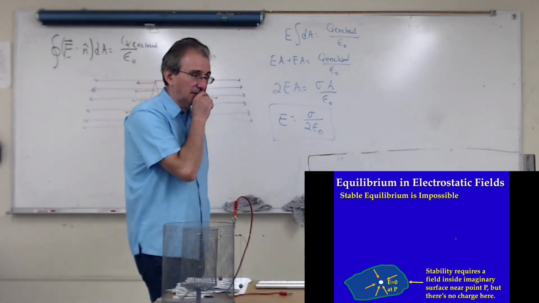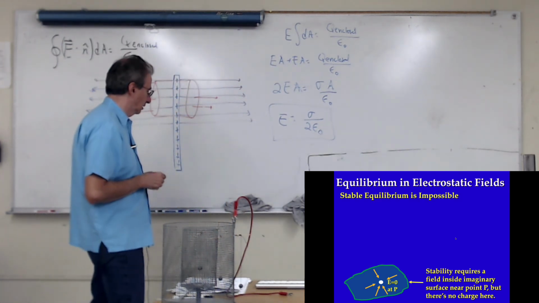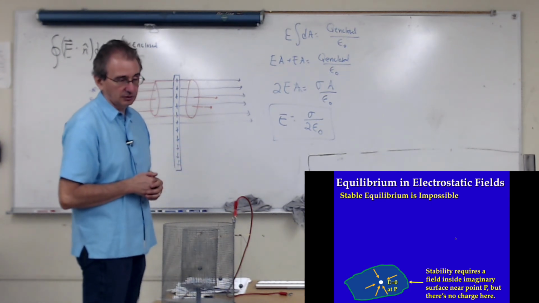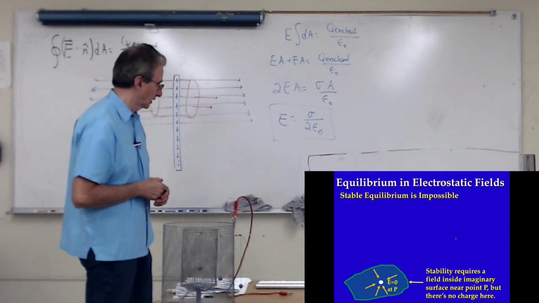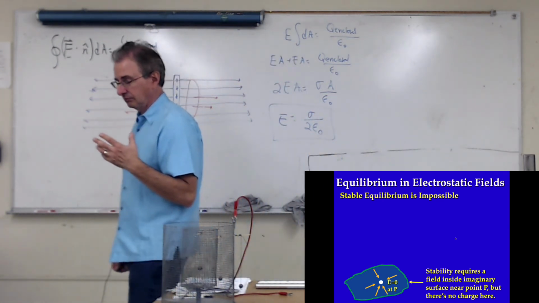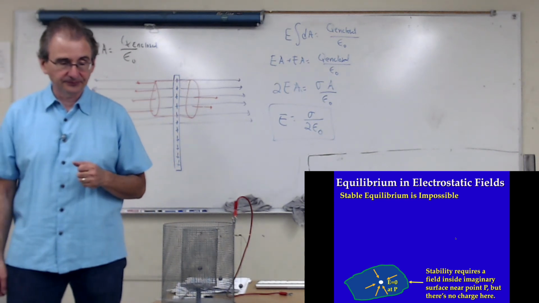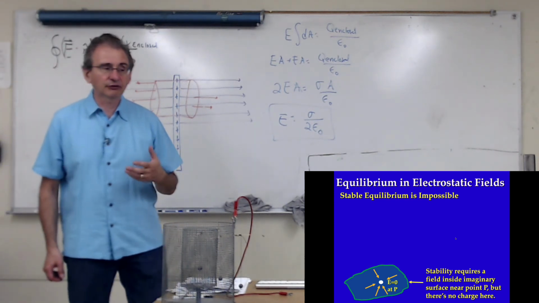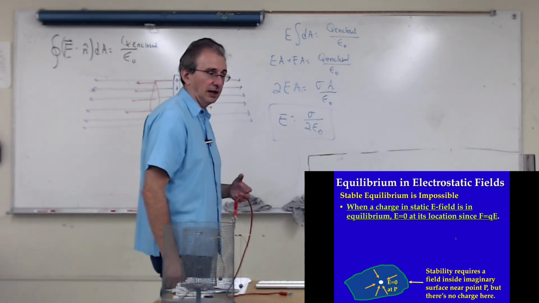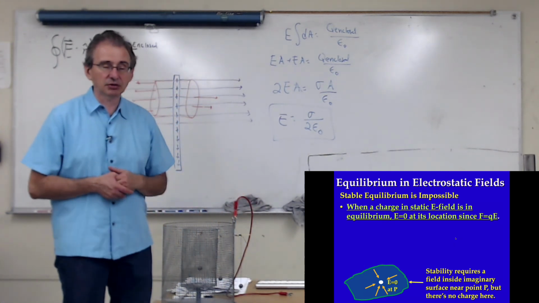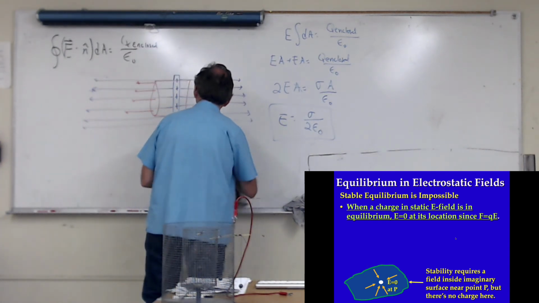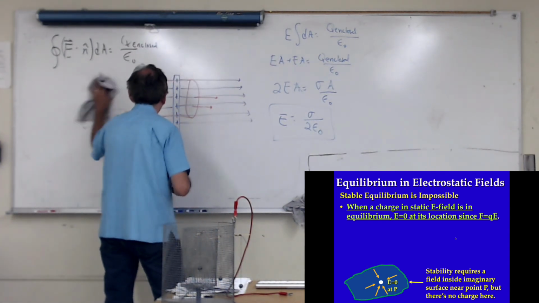I want to say something about stability of systems under the influence of Coulomb forces. If you have a system of charges under the influence of Coulomb forces and it's in equilibrium, it turns out that the equilibrium is unstable. What does that mean, stable and unstable? Let's go back to Physics 205.